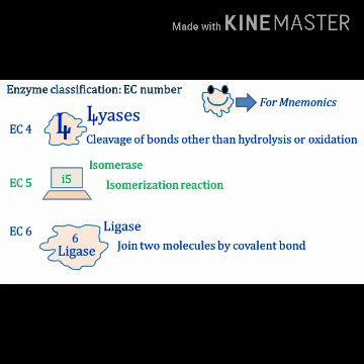The fourth group is lyases. These are enzymes that catalyze removal of a group from a substrate by a mechanism other than hydrolysis, leaving double bonds. The fifth category is isomerases, which include all enzymes catalyzing the interconversion of optical, geometric or positional isomers. And the sixth group includes ligases. These are enzymes catalyzing the linking together of two compounds.